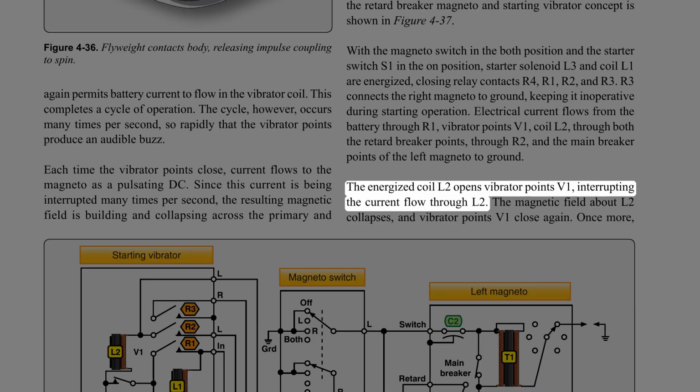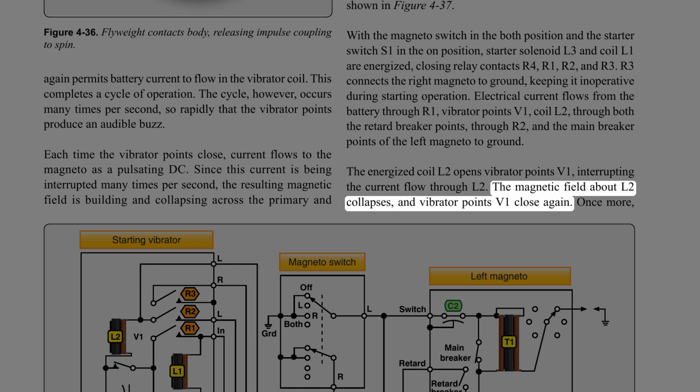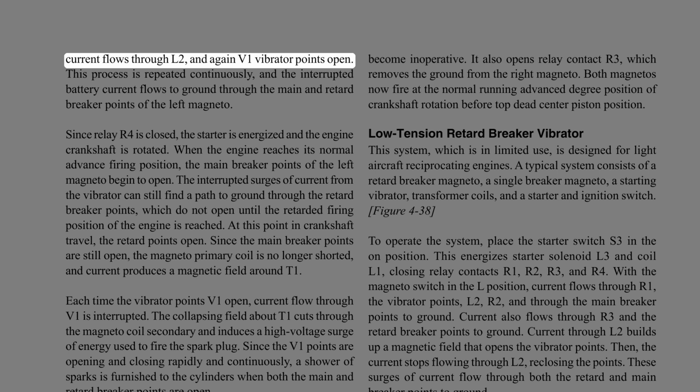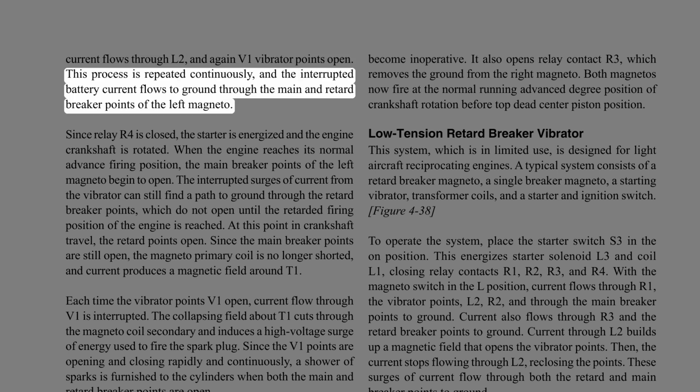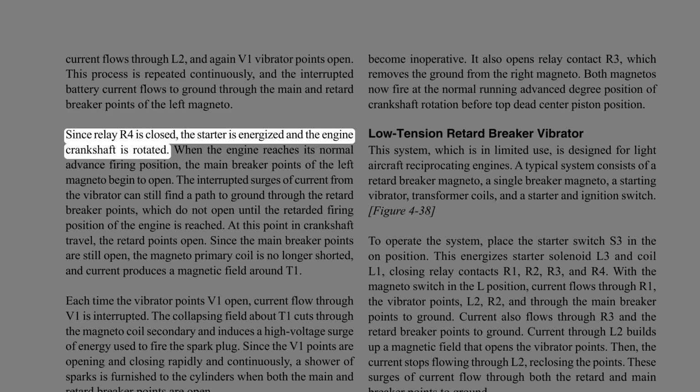The energized coil L2 opens vibrator points V1, interrupting the current flow through L2. The magnetic field about L2 collapses, and vibrator points V1 close again. Once more, current flows through L2, and again V1 vibrator points open. This process is repeated continuously, and the interrupted battery current flows to ground through the main and retard breaker points of the left magneto. Since relay R4 is closed, the starter is energized and the engine crankshaft is rotated.